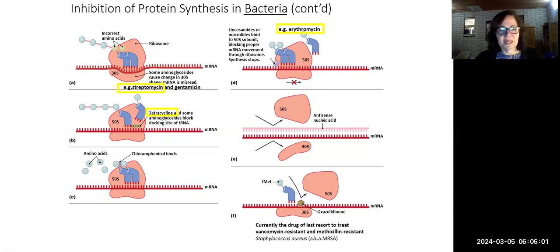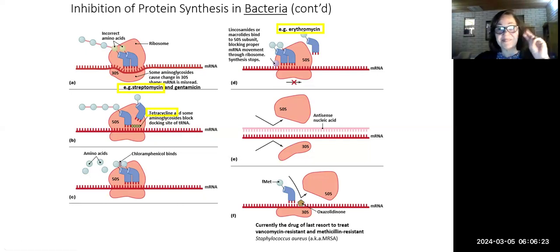Maybe a way to remember that: remember that we said streptococcus, the strepto means a strip. So streptomycin is impacting the strip of this messenger RNA. It's not nice and straight anymore.